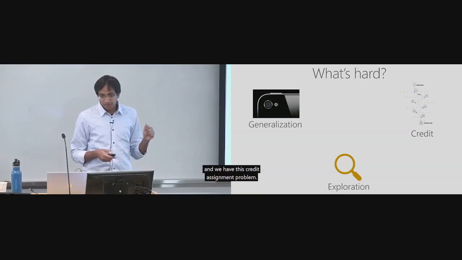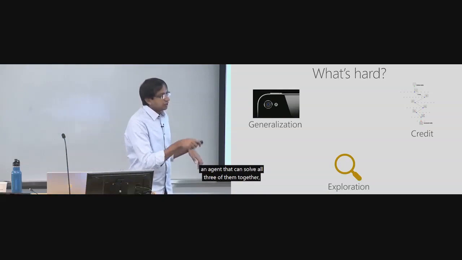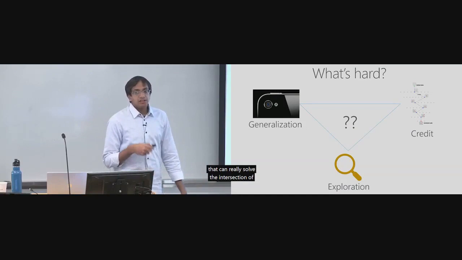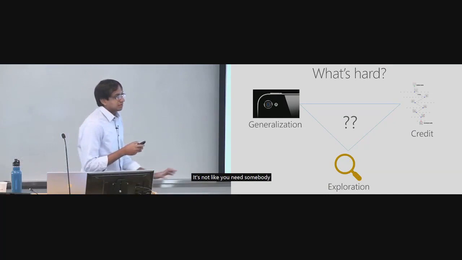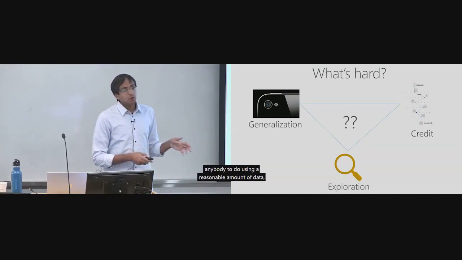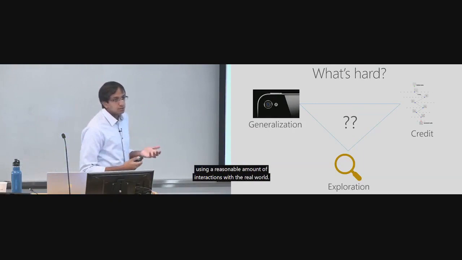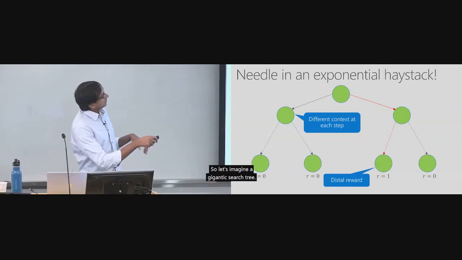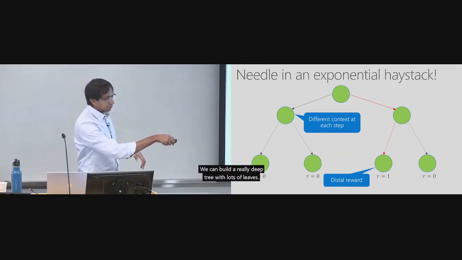And it turns out if you would like an agent that can solve all three of them together, right, so that can really solve the intersection of these problems, it's impossible. It's not like you need somebody really clever who will come up with a technique to do it. It's something that's provably impossible for anybody to do using a reasonable amount of data, using a reasonable amount of interactions with the real world. And the intuition for that is actually very simple. So let's imagine a gigantic search tree, okay? So we can build a really deep tree with lots of leaves.